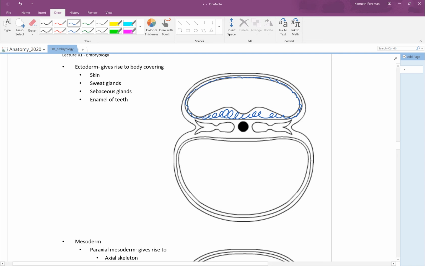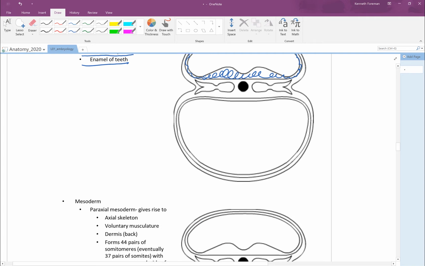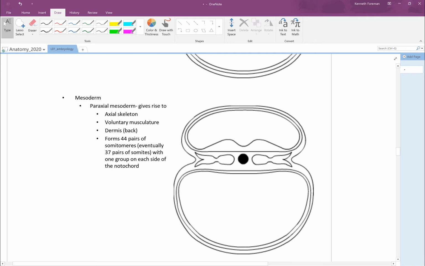The ectoderm is going to become our skin, sweat glands, sebaceous glands, and the enamel of our teeth, basically the outer covering of our body. Mesoderm is quite interesting. It's going to become especially this paraxial mesoderm, right here.